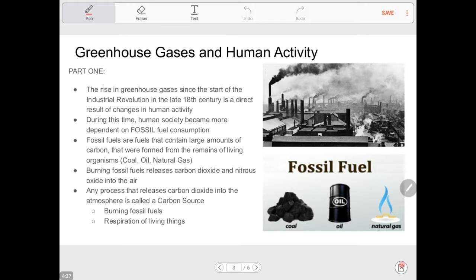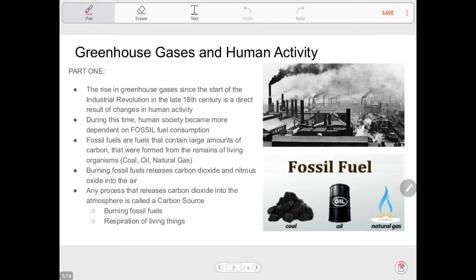Greenhouse gases and human activity. The rise in greenhouse gases since the start of the Industrial Revolution in the late 18th century is a direct result of changes in human activity. So you have to think, the Industrial Revolution is a big change for us. During this time, human society became more dependent on fossil fuel consumption. In other words, we started burning fossil fuels. And as you can see, fossil fuels are coal, oil, and natural gas.